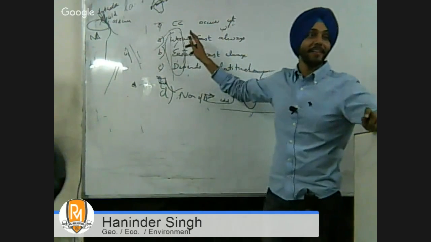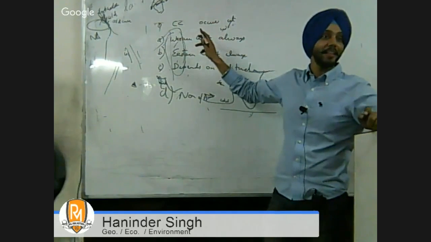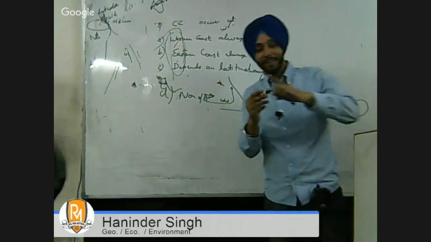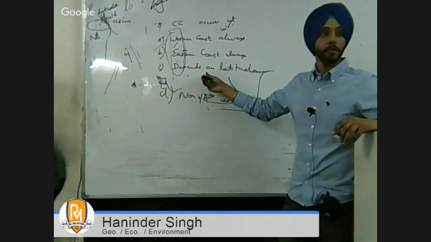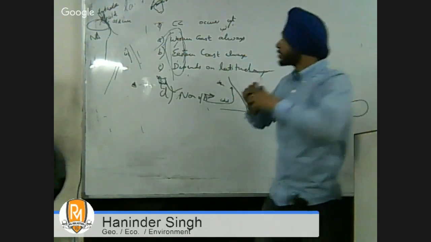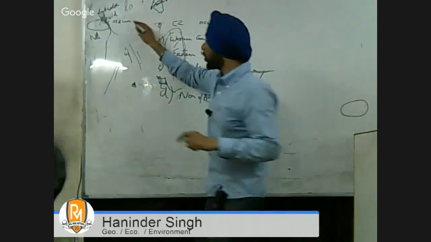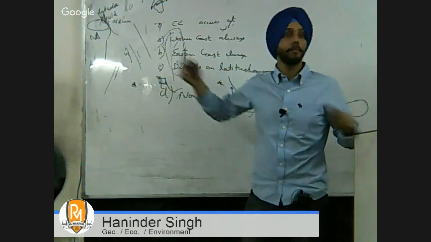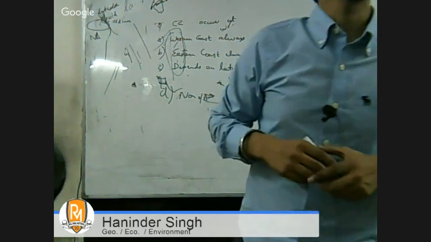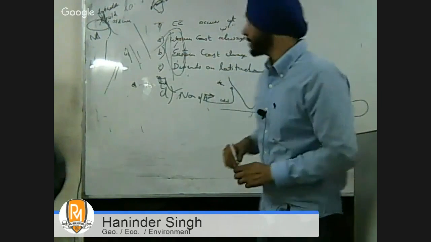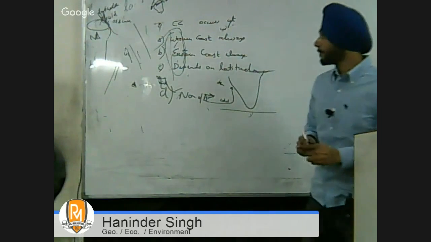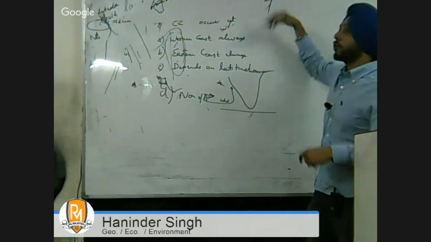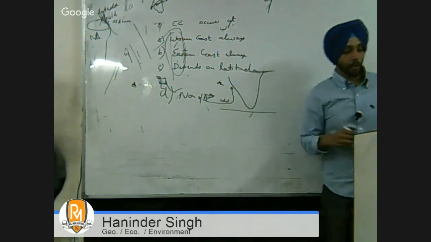Depends on latitude, depends on latitude, okay? So it does not mean that the western coast of a continent will always encounter cold current. Yes, it depends on latitude. At higher latitudes we also see cold current on eastern margins as well, okay?